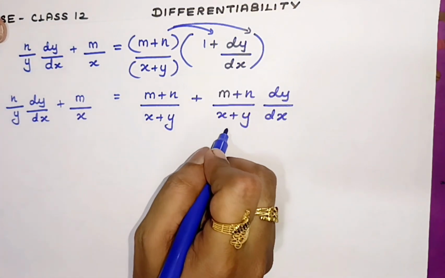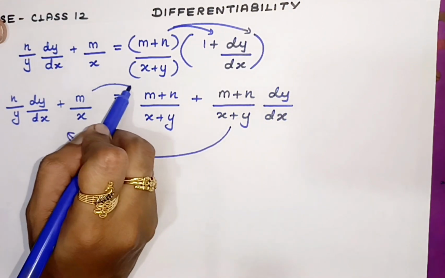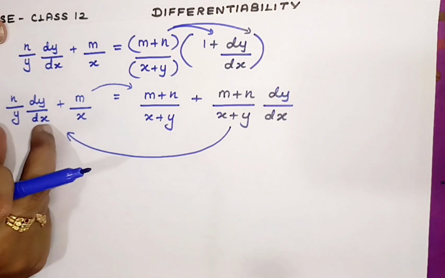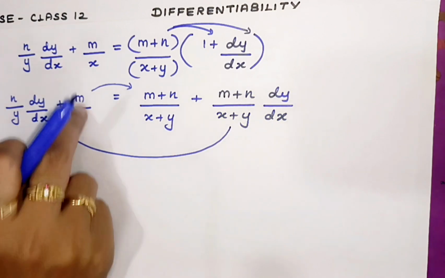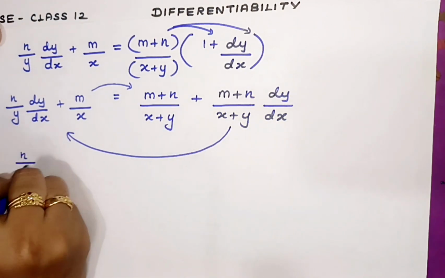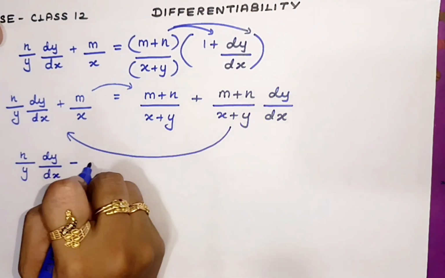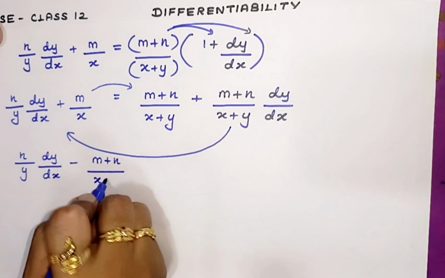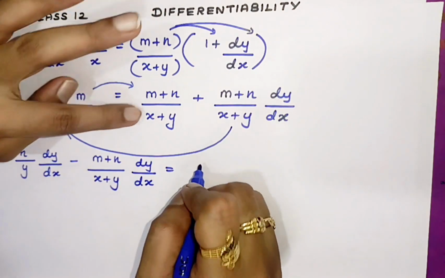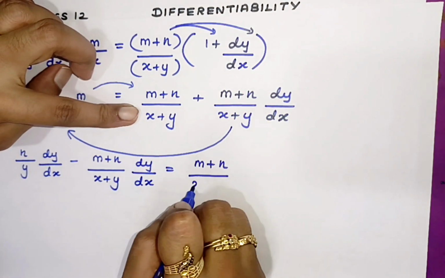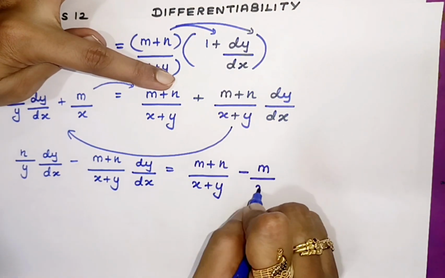Now what shall we do means, we shall take dy by dx terms to one side and the remaining terms to another side. So in this case dy by dx is here, dy by dx is here. So I am taking this term to the left hand side and this term to the right hand side. So n by y into dy by dx minus m plus n by x plus y into dy by dx, that is equal to this as it is in the right hand side, m plus n by x plus y. While I am taking this to the right hand side, we will get minus m by x.